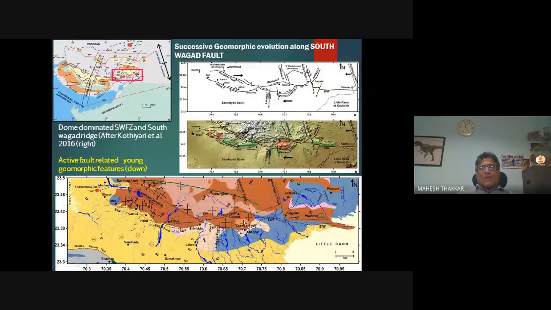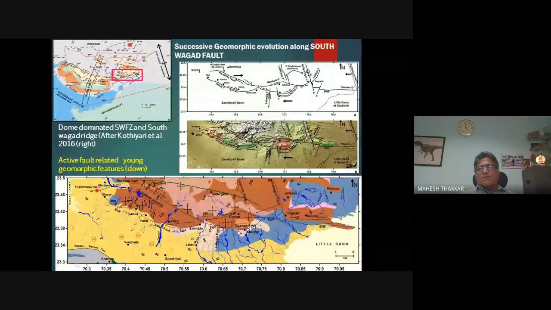Another interesting feature, and a very complicated dome and fault system, is the South Wagad fault, which is considered to be the most active in the present day, because the 2001 earthquake occurred exactly at this point, at the end of this South Wagad fault.